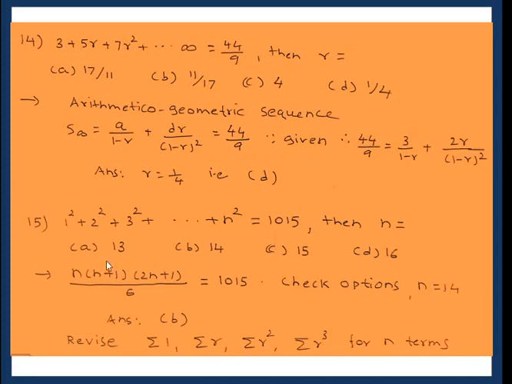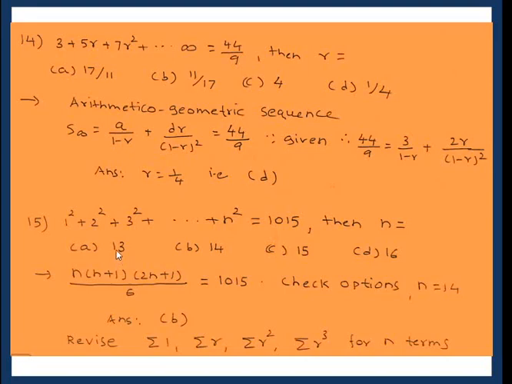Now the next one: 1 square plus 2 square plus 3 square up to n square is 1015. What is the value of n? Now what does LHS represent? Sum of the squares of the first n natural numbers. It is n into n plus 1 into 2n plus 1 upon 6, given to be 1015.